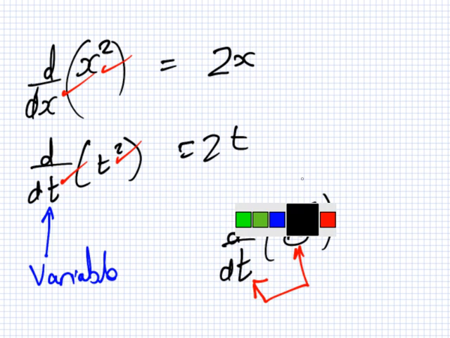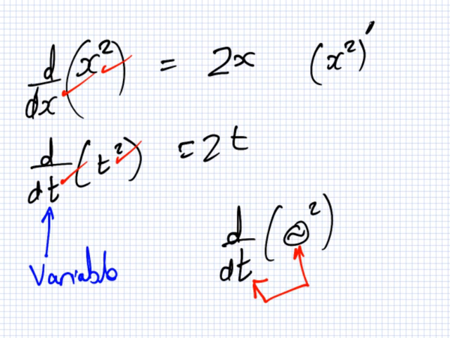Another way to write derivative is with the little tick. So if I wrote x squared with a tick, that means its derivative, what's its derivative? 2x. Okay. If I had the same thing, t squared with a tick, that means 2t. Okay, so just be aware of that.